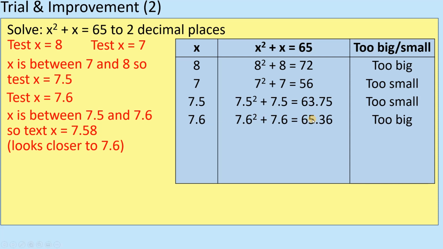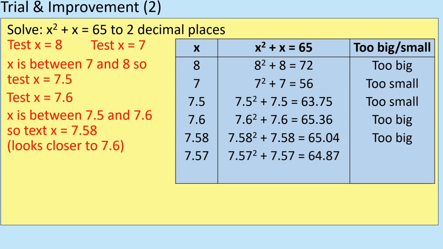So we're going to try and improve our answer and think logically in terms of where we think it's going to be. So 7.58 is going to be 65.04. Ooh, very close, but still too big. So let's go. And because we're now at 2 decimal places, I only need to try one more, which is the next one down. So 7.57, and then determine it from here. So here you've got 64.87, which of course is too small.